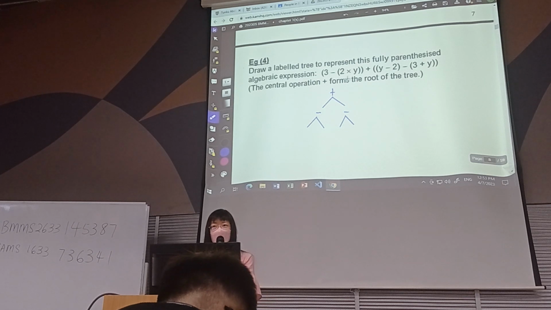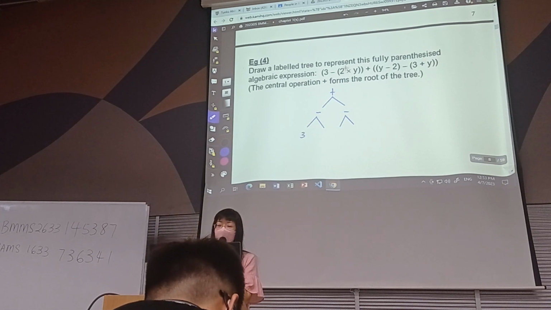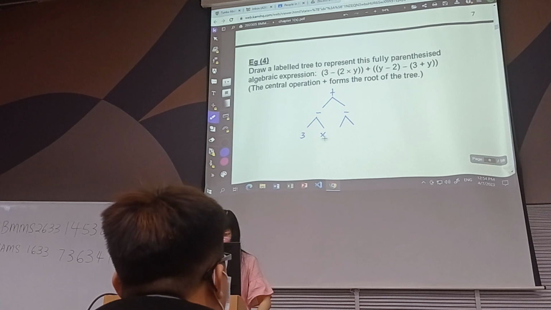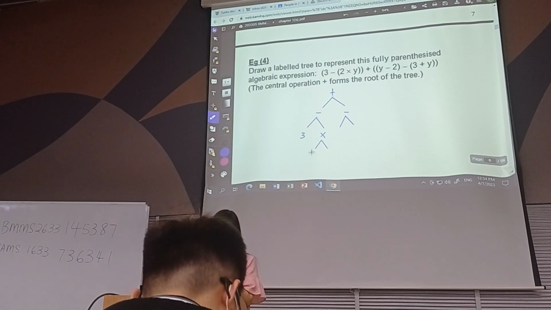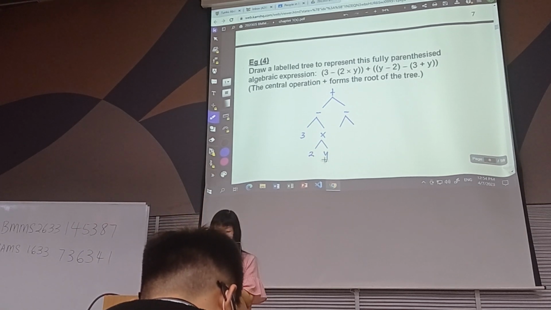So at the left of minus, here we have 3. At the right of minus, we have multiply as the root. Then left hand side of multiply, we have 2. At the right of multiply, we have y.